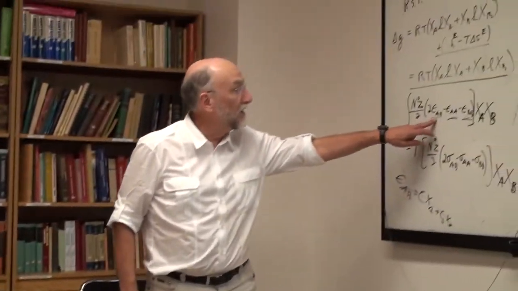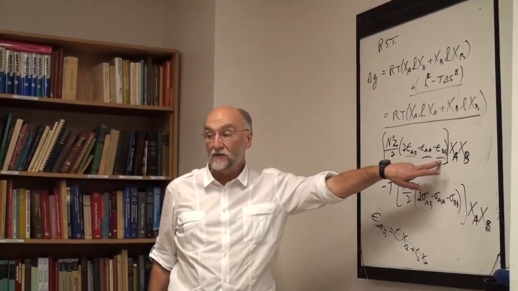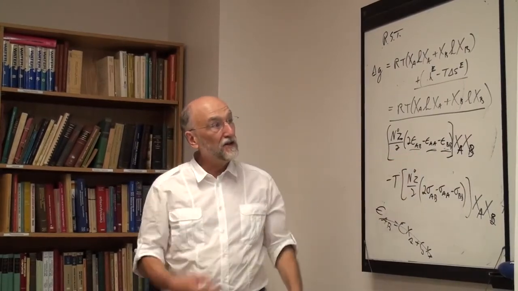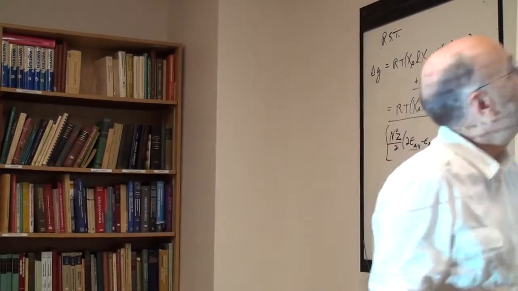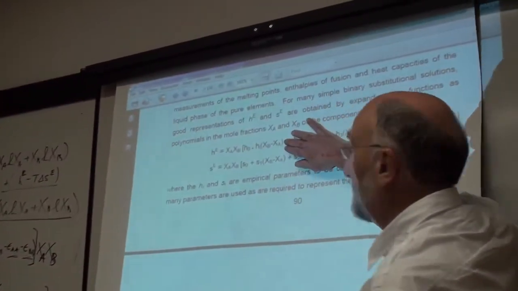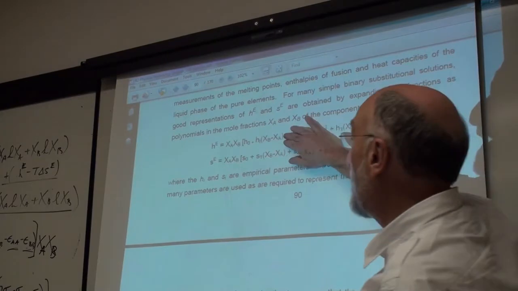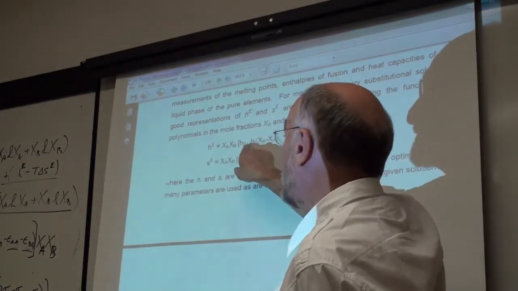All right, so clearly if each of these epsilons is a linear function of composition, a linear function of XA or XB, I think you can see if you rearrange the terms, you're going to end up with a second term. Okay? And that's called a subregular solution.